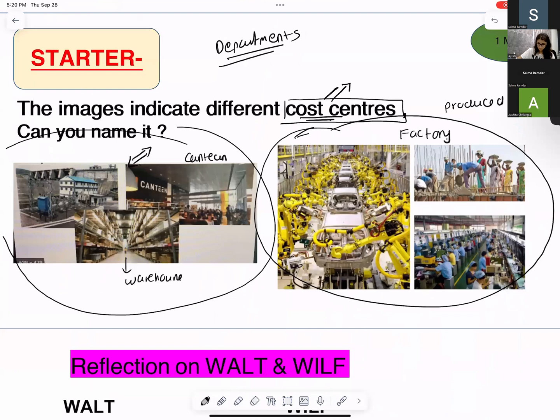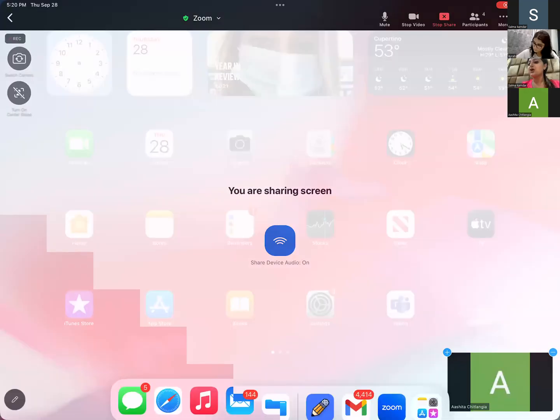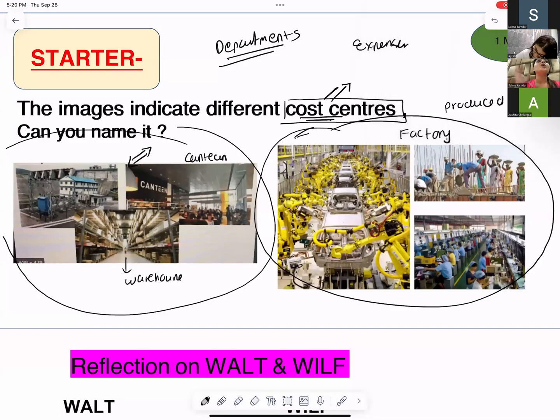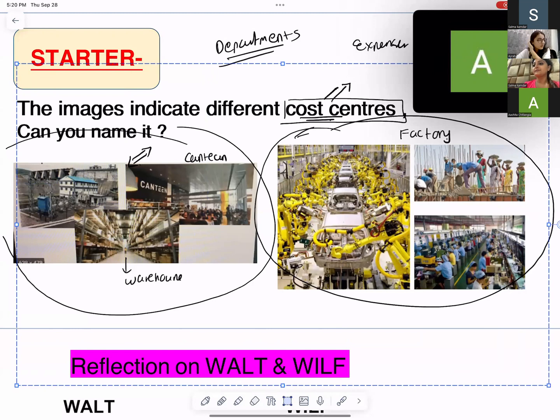So what is a cost center? A cost center is basically your departments in the organization where you do all your expenses. This cost center word should be very clear to you. So cost center would be the departments in your organization where you will do your expenses. So what is cost center? Cost center is basically a department where you will do all your expenses.